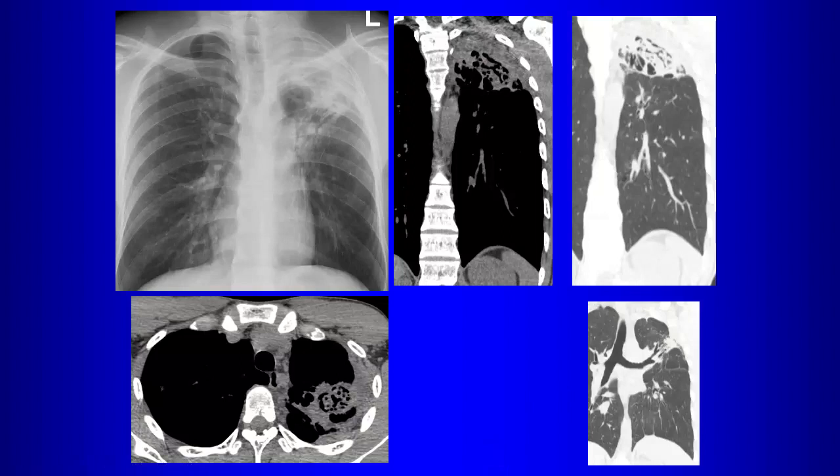What else might be in a differential diagnosis? What other infection can look like tuberculosis and give you upper lobe fibrotic disease?